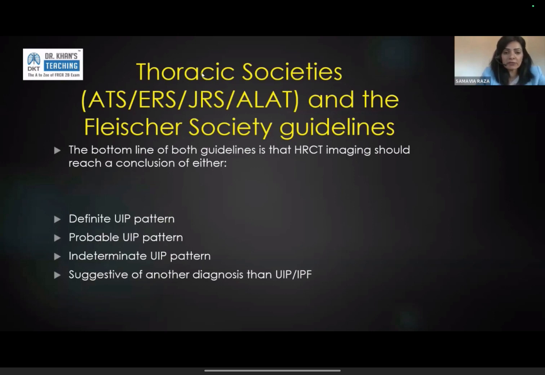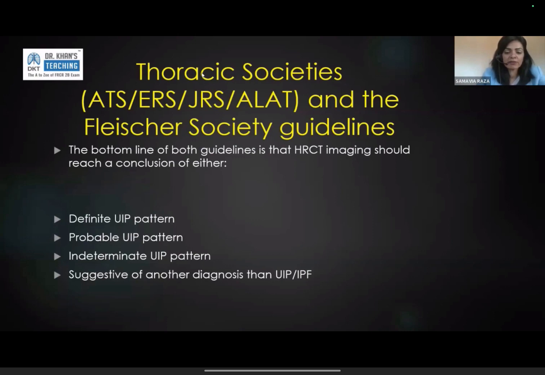Most places in the UK, we practice a hybrid sort of guideline. In some aspects we follow the ATS, and in some aspects we follow the Fleischner guidelines. This is not meant to confuse you, but just to put things into perspective. The only thing that would be important for you at your stage is to understand the main four categories that you want to put a scan into.